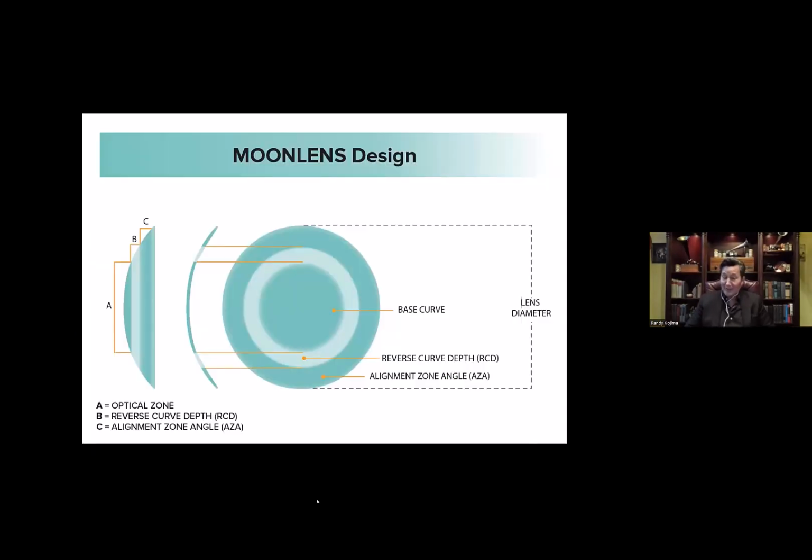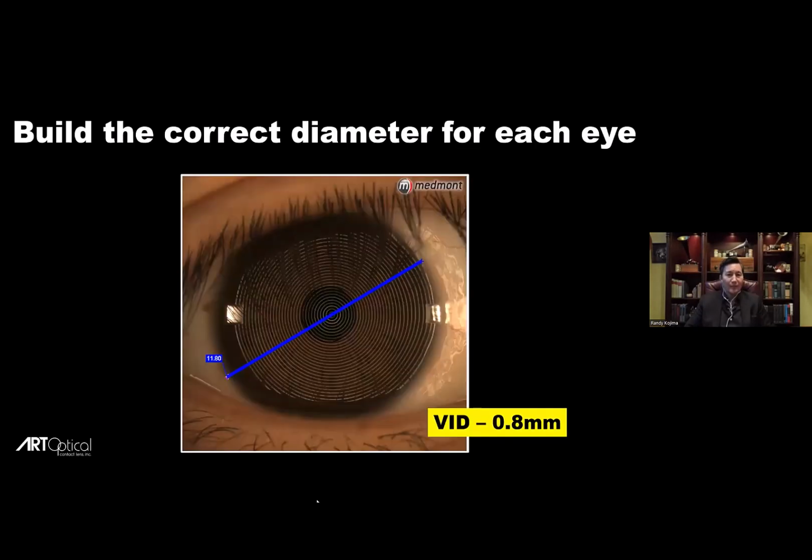However, it's very easy to get your head around. It's very easy to understand. There are three principal zones that you're concerned with: the base curve, the reverse zone, and the alignment zone. And we'll break down each so that you can understand how they function.